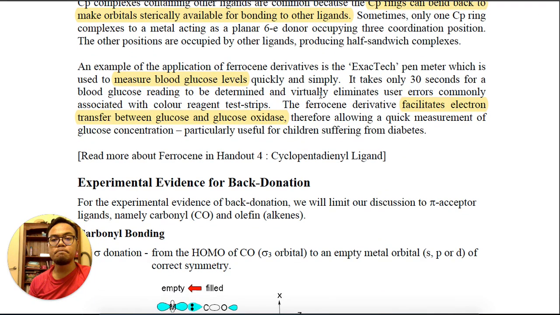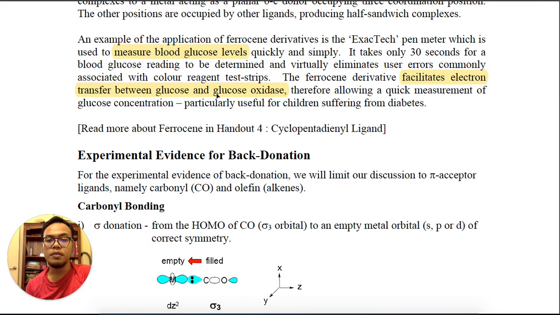Now, you can find an application where we can measure blood glucose levels quickly and simply using an exact tag. It takes around 30 seconds to read the blood glucose, to know the glucose content in your blood. Actually the presence of ferrocene helps facilitate electron transfer between glucose and glucose oxidase. I'm going to give you a handout later on the cyclopentadienyl ligand.